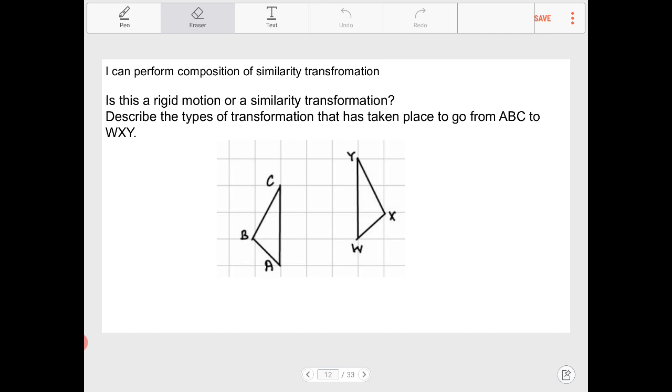Is this a rigid motion or similarity transformation? And describe the types of transformation that has taken place to go from ABC to WXY. In the last example, I wasn't as clear, but for these types of questions where they're asking how we go from one figure to another, where it's not on a coordinate grid, you just need to simply describe what's happening here. So pause the video to see if you can describe how we are going from ABC to WXY. If you're thinking that this is a glide reflection, then you're absolutely right. This is in fact a rigid motion. This is a glide reflection or glide translation.